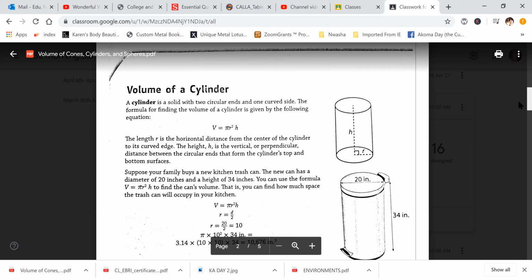So here they've got the volume of a cylinder, and what it's doing is the same as the other textbook. It's just saying that you have the pi r squared, and now you have height. So it's giving you the definition of a cylinder. A cylinder is a solid with two circular ends and one curved side. The formula for finding the volume of a cylinder is given by the following equation. V equals pi r squared h. The length r is the horizontal distance from the center of the cylinder to its curved edge.